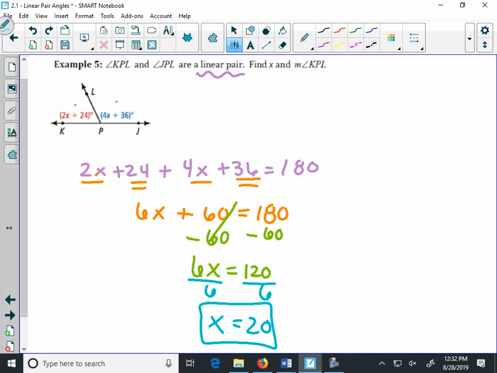Very good. Read those directions. I do it myself, my own worksheet. I solve for x and then forget to plug it in. It happens. Just make sure you double check those directions. How do we find KPL?